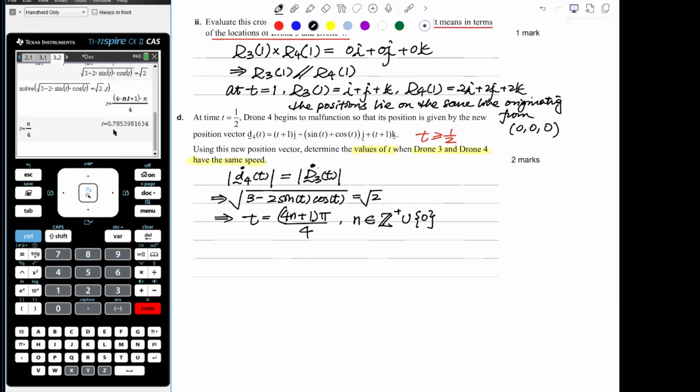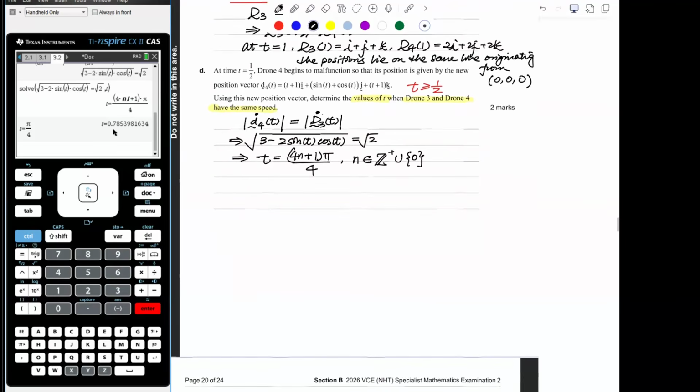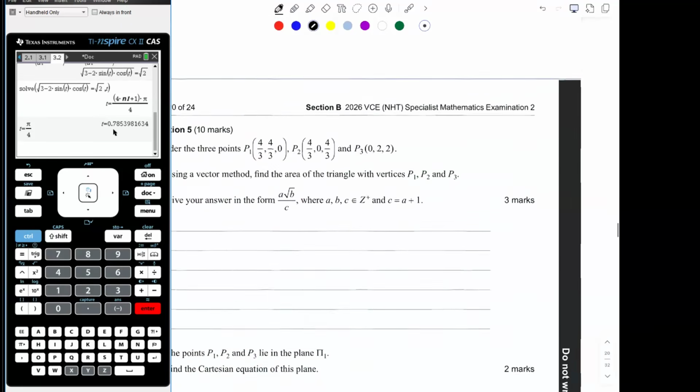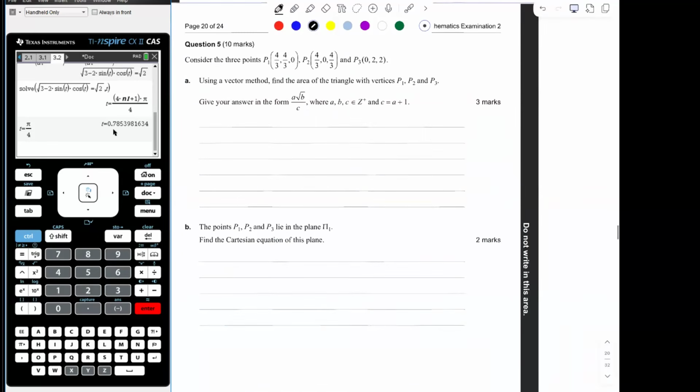Okay, so that's done. Even if you use, let's say, a by-hand calculation strategy, I think this question is not awfully challenging. Its idea is very simple: just take the derivative to find the velocities, take the magnitude of velocity, and equate the speed. Question 5.